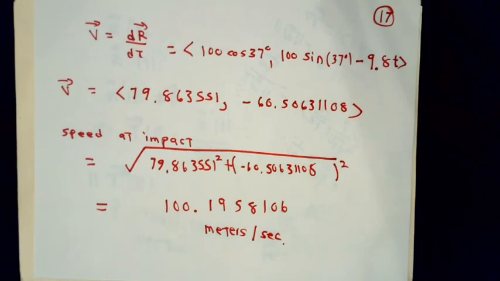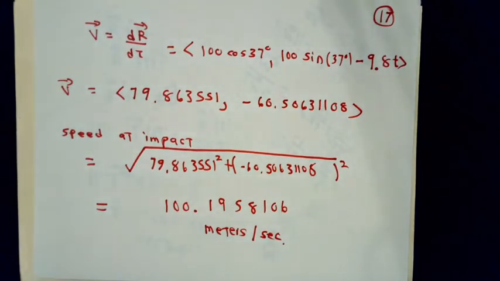Vectors have both lengths and directions. To finish answering my question, I need to know the magnitude of this vector. That's going to be the speed with which the object hits the ground. So again, not rounding, being careful about things getting squared correctly. We found out that the speed of impact is 100.1958106 meters per second. Notice that that's a little bit more than 100 meters per second.